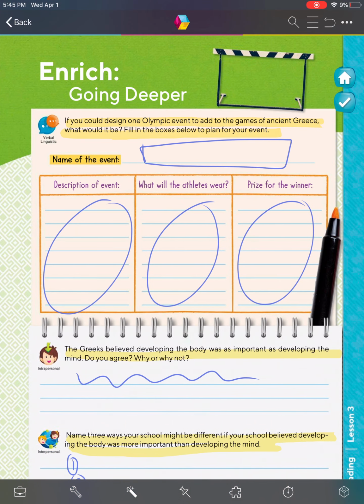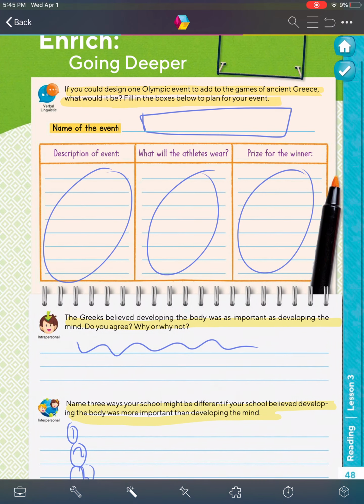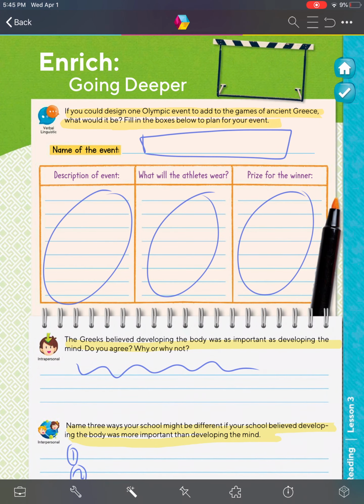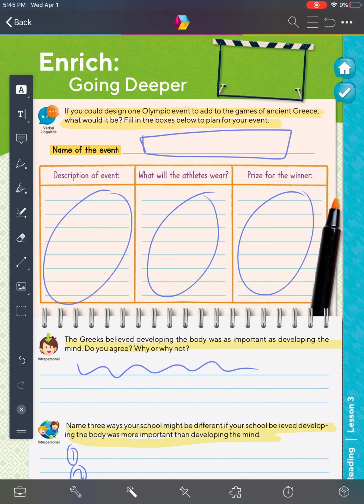Now let's go to page 88. I already have some lines over here so that I can show you better. So we have to go deeper, and here you will have your creativity to work with. If you could design one Olympic event to add to the games of ancient Greece, what would it be?